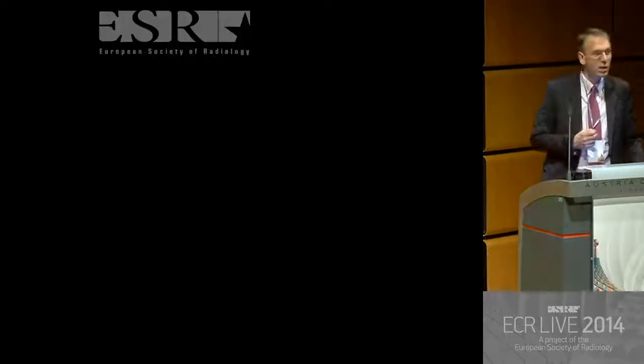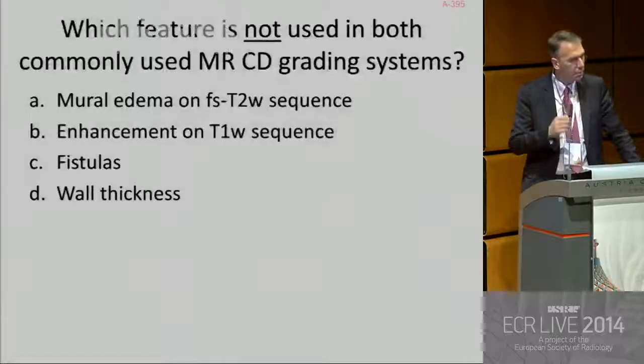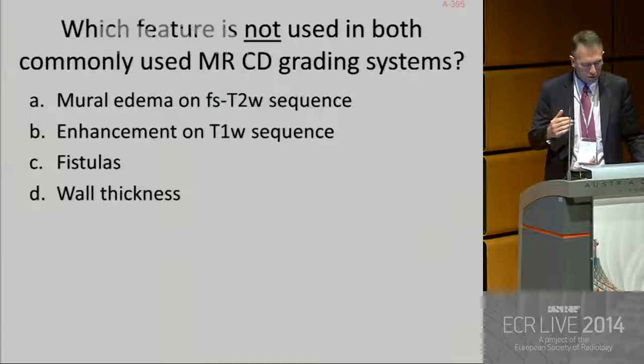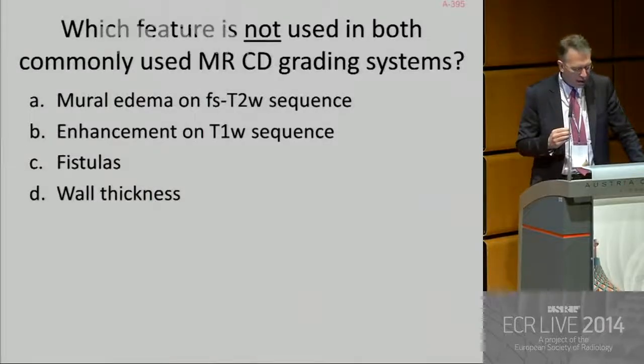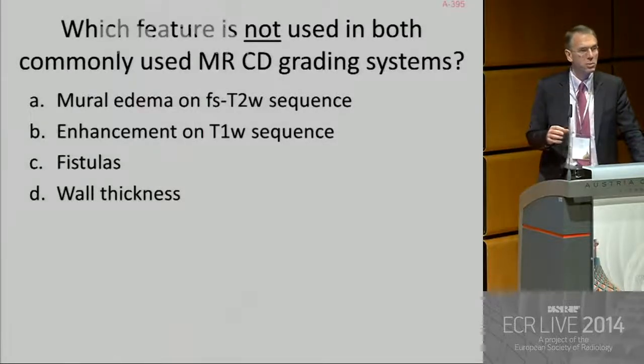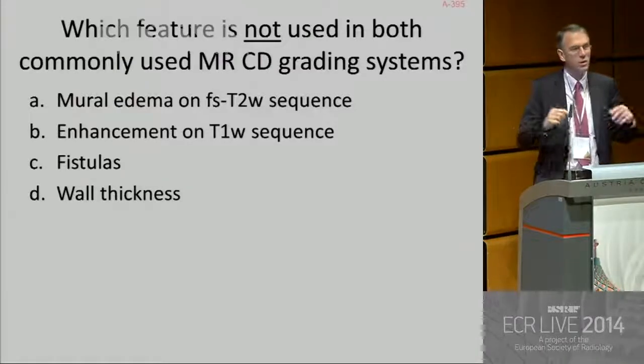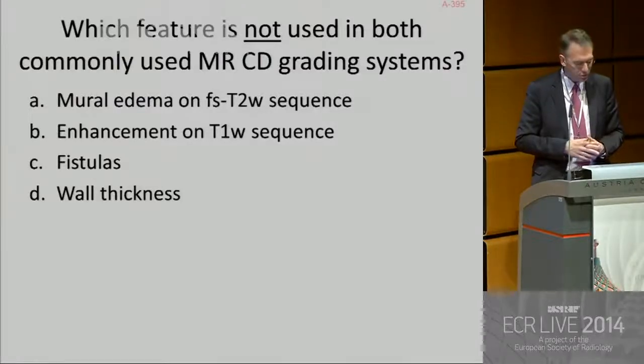Enhancement is included, as indicated, and it might also have something to do with the pattern, but that's not completely settled yet. But enhancement also plays a role. Fistulas, although of course very important for management, and of course it indicates more extensive disease, is not included in the system. So that's something you should be aware of.